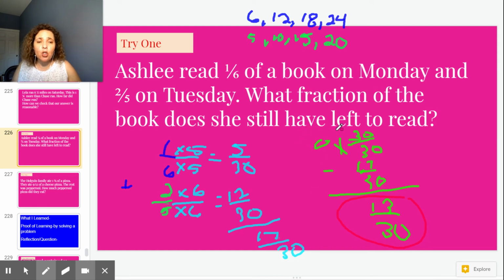Now it says, how much does she still have left to read? So she needs to read a whole book, which would make it a whole, right? So I've read 17 out of 30, but I need to get to a whole. So I took my whole and subtracted 17/30ths. I have nothing here, so I changed my whole to a fraction. 30 out of 30 is the same thing as my whole. 30 take away 17 is 13. So 13/30. She still has to read 13/30 of her book.